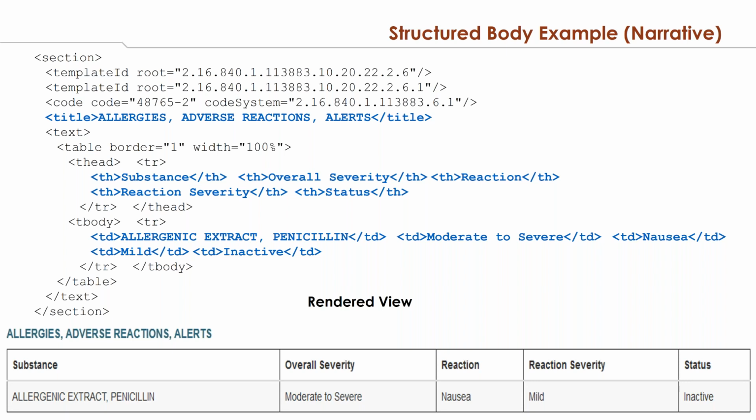And when you take this and you render it using a CDA style sheet, you would get something that looks like that rendered view at the bottom, which is a rendered table with the table headers, substance, severity, and such in bold, and then the actual content, in this case noting that the person is allergic to penicillin, and it's a moderate to severe reaction with nausea as the reaction. So all that is readily visible to a human reader. Let's go on to the next slide.